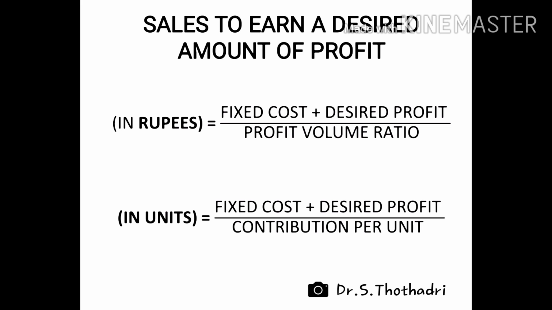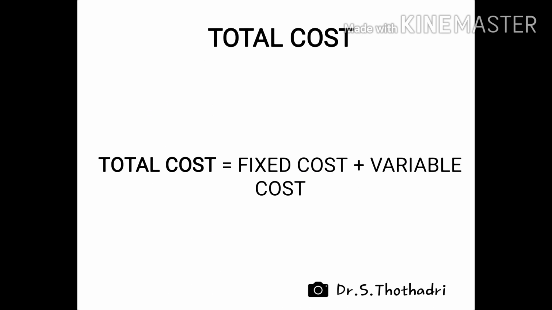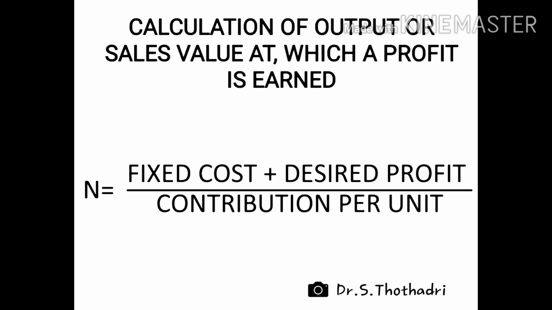Sales required to earn a desired amount of profit. How to calculate this? The formula is fixed cost plus desired profit divided by PV ratio. If you have been asked to calculate in units, fixed cost plus desired profit divided by contribution per unit. How to calculate the variable cost? The formula to be applied is sales into 1 minus profit volume ratio. The next formula is total cost. Total cost can be calculated by adding the fixed cost and variable cost.